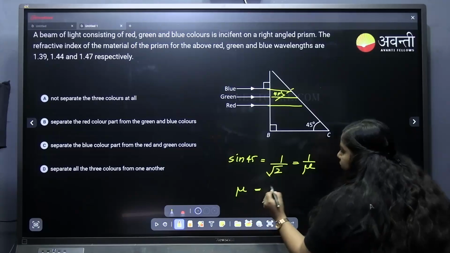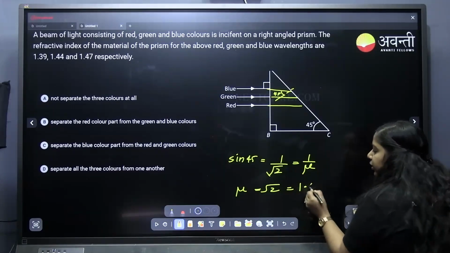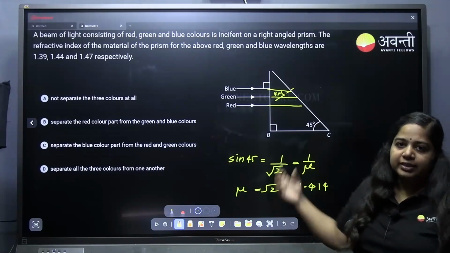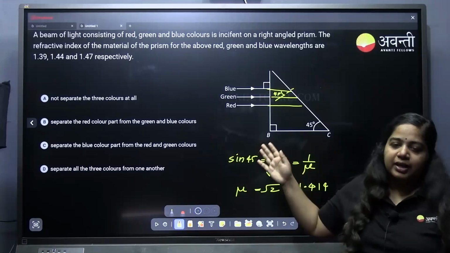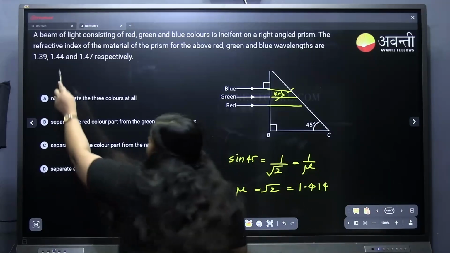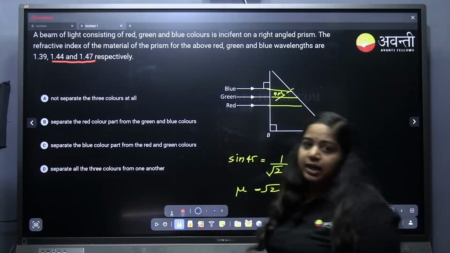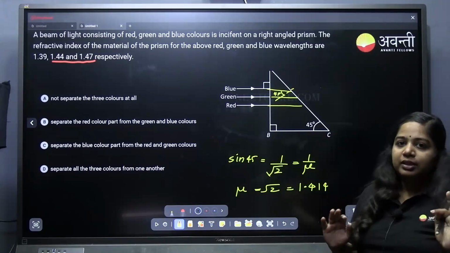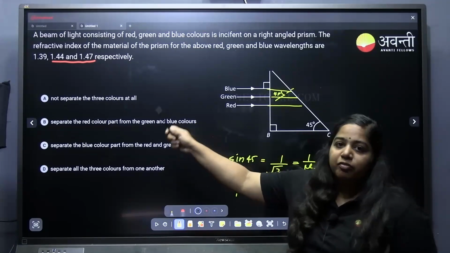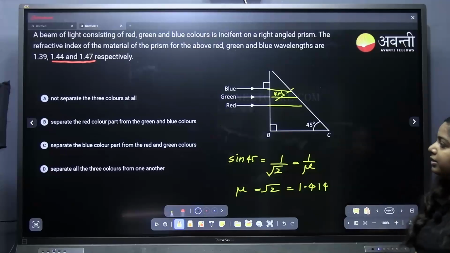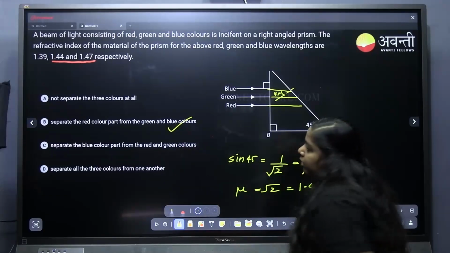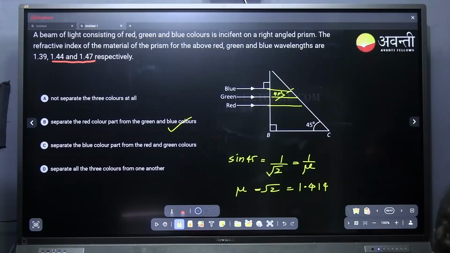Mu equal to root 2, which is equal to 1.414. So this is the critical angle. If the refractive index is more than this, they will pass, but if it is less than this, it will not pass. You can see for these two, their refractive index is more than that value, so they will not get deflected. Red has 1.39, so it will be separated. You can see that the red color part is separated from the green and blue colors. This will be the answer.